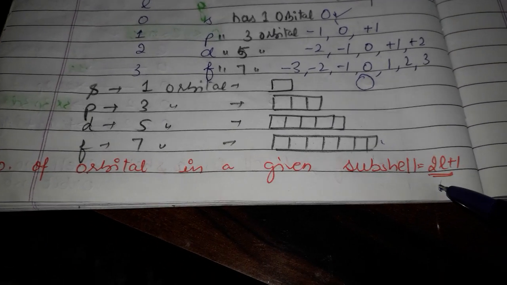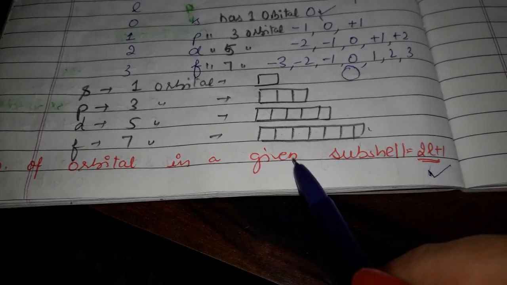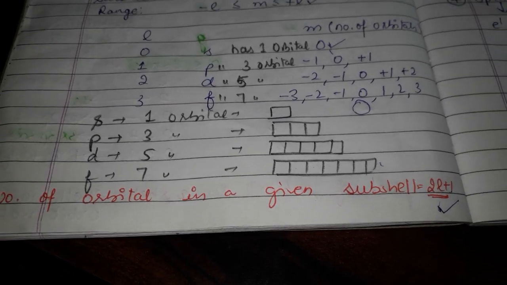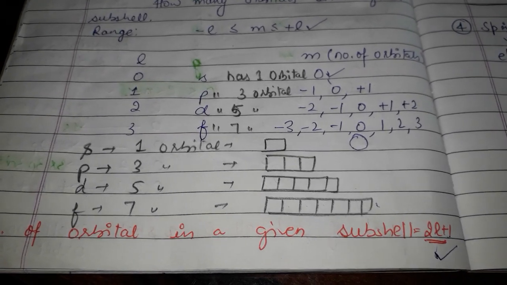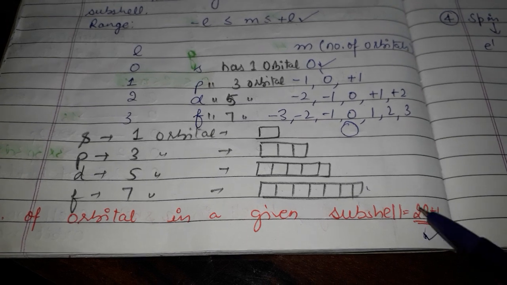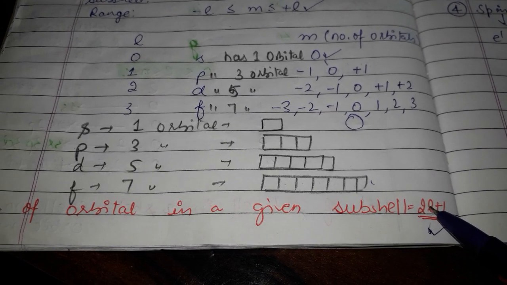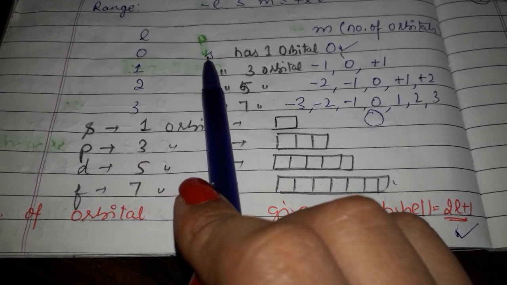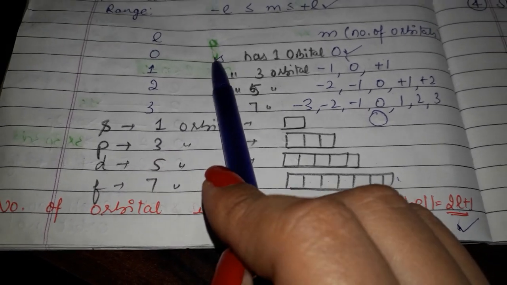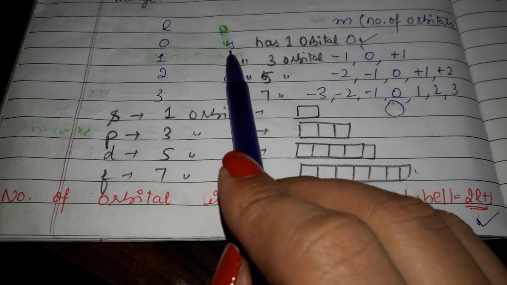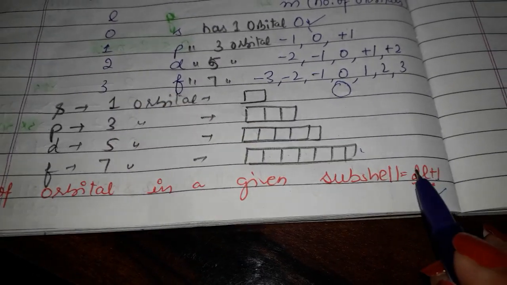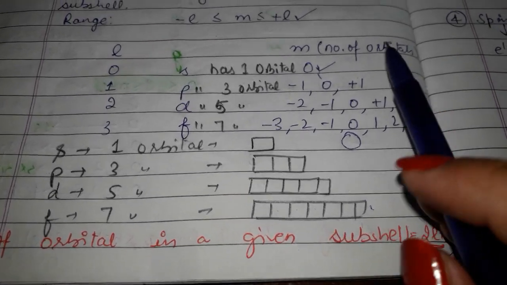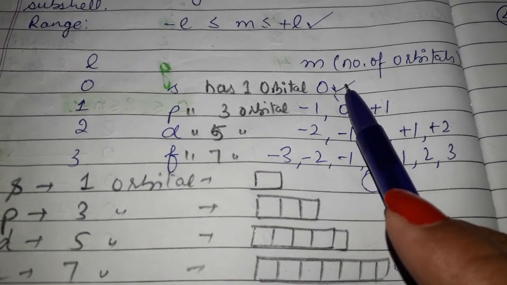Now this is again the formula. The number of orbitals in a given subshell is 2l plus 1. For example, the number of orbitals in any subshell will be 2l plus 1. The value of l will be put here and the value can be calculated. For l equal to 0, that is for S, the value of l is 0, so 2 into 0 plus 1, that is 0 and 1. The number of orbitals here is 1.